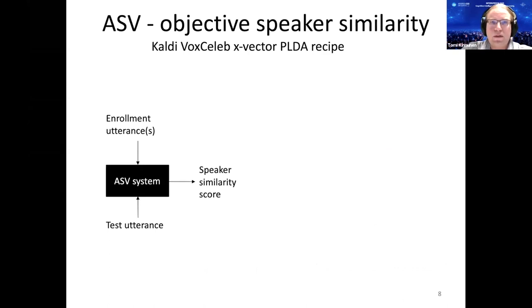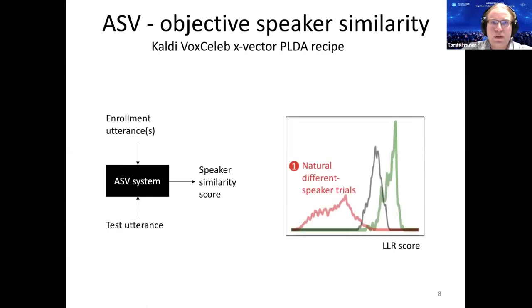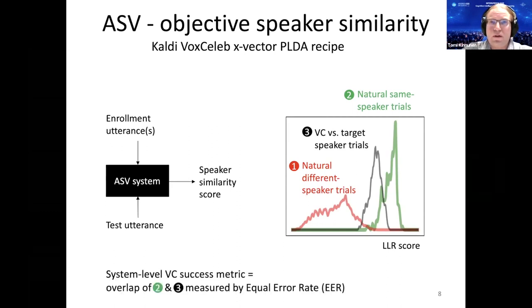So in this VCC 20, we compute three kinds of scores. The first one is different natural speakers compared to each other, leading to a score distribution like this. The other one is the same-speaker natural distribution, shown in green. And the third one, which involves comparing the voice conversion samples with the target speakers, is shown here. We use the overlap of distributions two and three as a measure of voice conversion success. If these two distributions are completely overlapped, it means an equal error rate of 50%, and the ASV system is completely confused into believing that this is a target speaker recording.